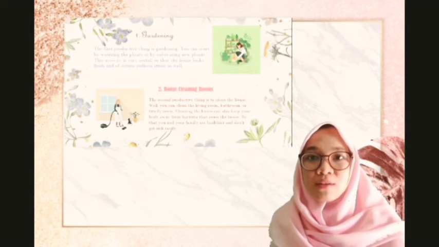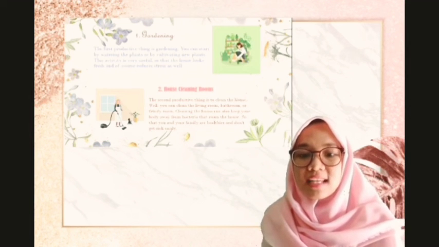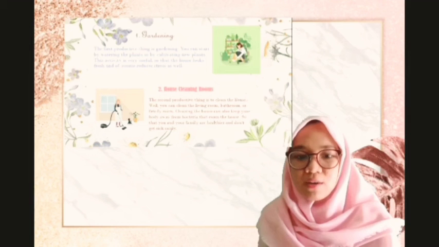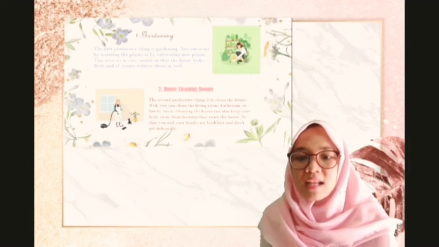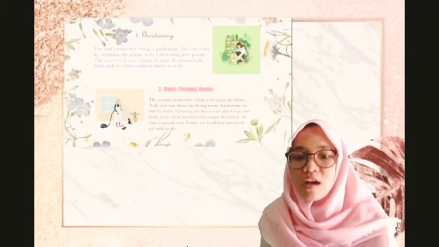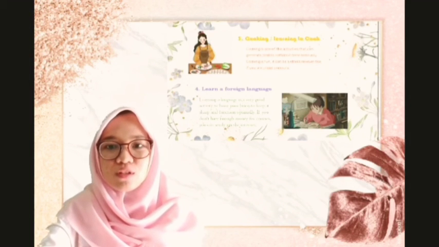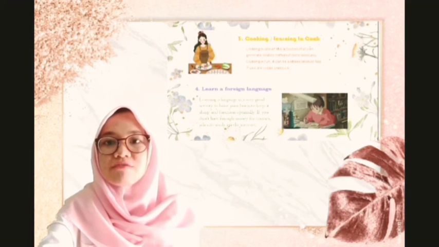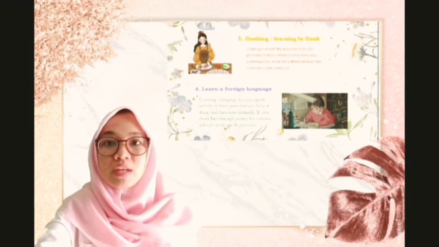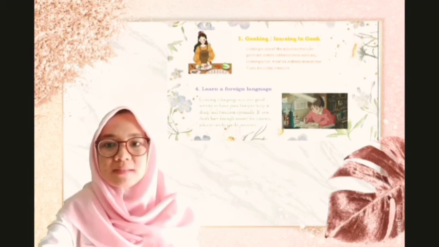2. House cleaning. The second productive thing is to clean the house. Well, you can clean the living room, bathroom, or family room. Cleaning the house can also keep your body away from bacteria that roam the house, so that you and your family are healthier and don't get sick easily. 3 is cooking or learning to cook. Cooking is one of the activities that can generate profit if done seriously. Cooking is fun. It can be a stress reliever too if you are under pressure.